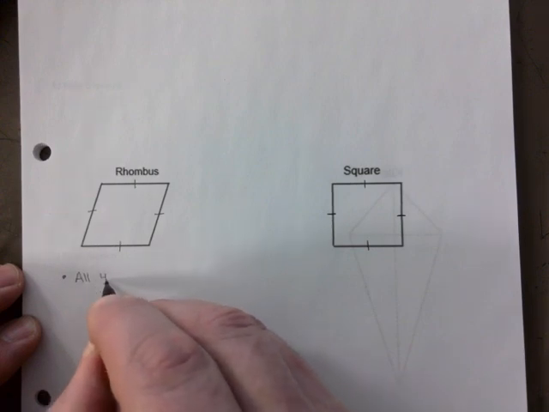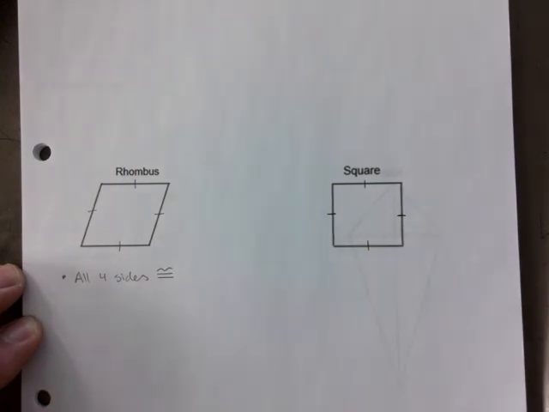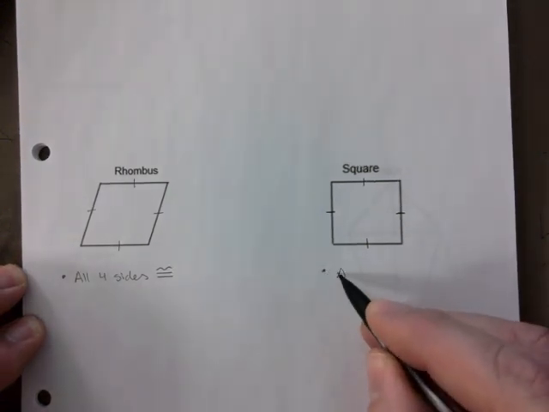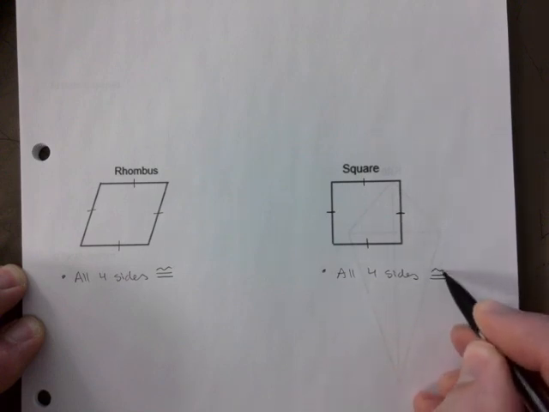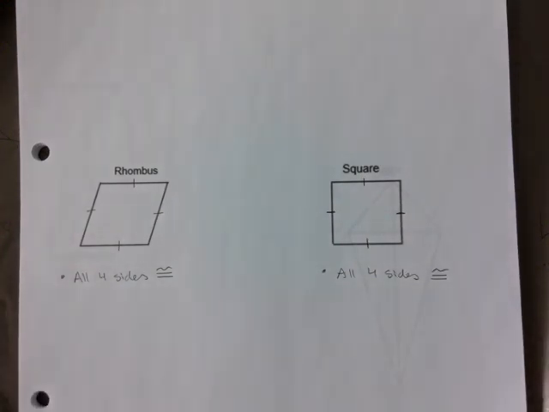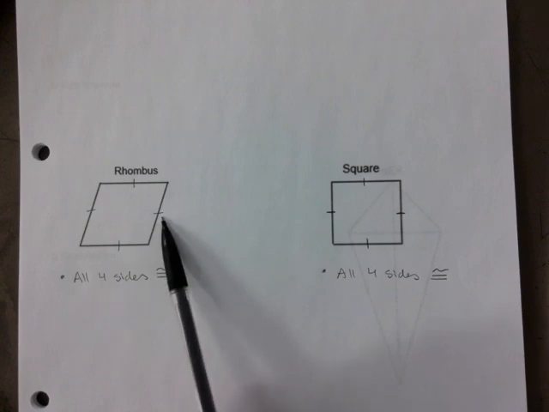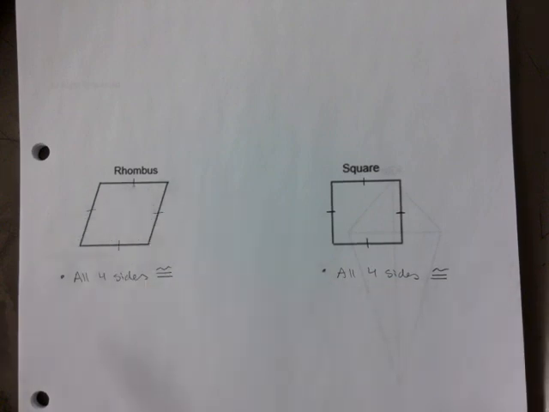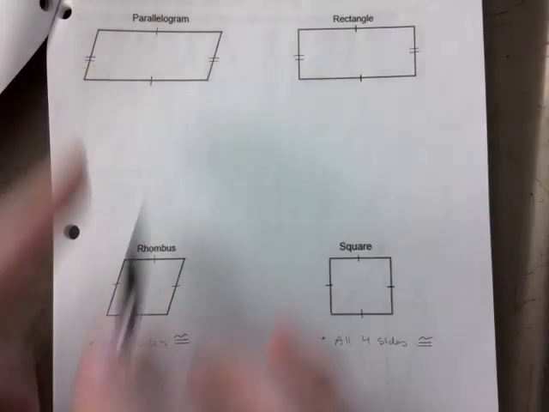All four sides. I'm not going to write out congruent anymore. I'm just going to do that. All four sides are congruent like that. But you could still say it has two pairs of congruent sides. You could still say that and not be wrong. But if you want to be very specific and say, no, this is a rhombus, you would want to tell me that all four sides are the same. Okay? All right, so we kind of compared them side by side.